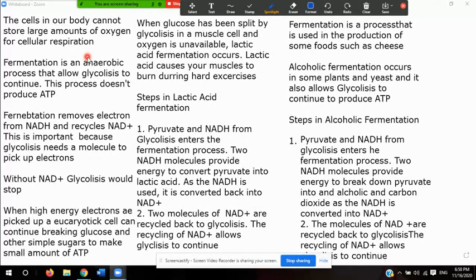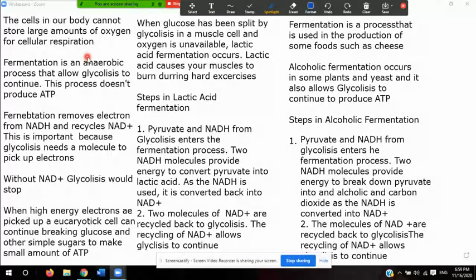So in cellular respiration, we know that glycolysis is the first step, which is basically the breaking down of the glucose molecule. So in the process that we're going to talk about today, which is fermentation, the first step is also glycolysis. It just happens that fermentation, or lactic acid fermentation, that we're going to talk about in a minute, occurs in the absence of oxygen.